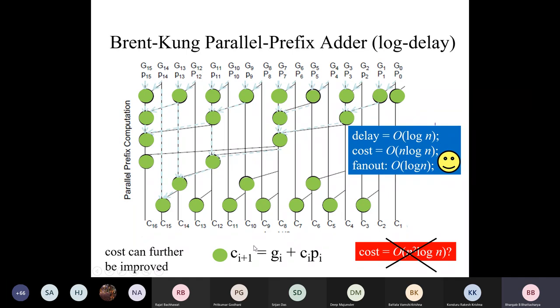There is a further improvement of this Brent-Kung parallel prefix adder. They have shown that this cost can further be reduced. It can be made linear, but that I'm not going to discuss in class.